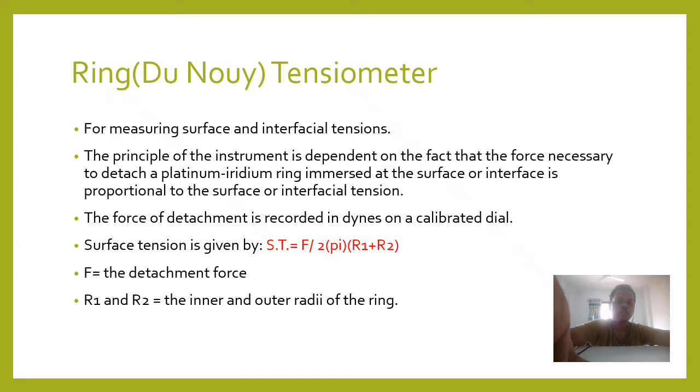The force of detachment is recorded in dynes on a calibrated dial. Force is calculated in the CGS unit, and the CGS unit of force is dynes. So the surface tension given by this method is F divided by 2 pi (r1 plus r2), where F is the detachment force and r1 and r2 are the inner and outer radius of the ring respectively. You need to remember this method as well as this formula to find the surface tension by this method.